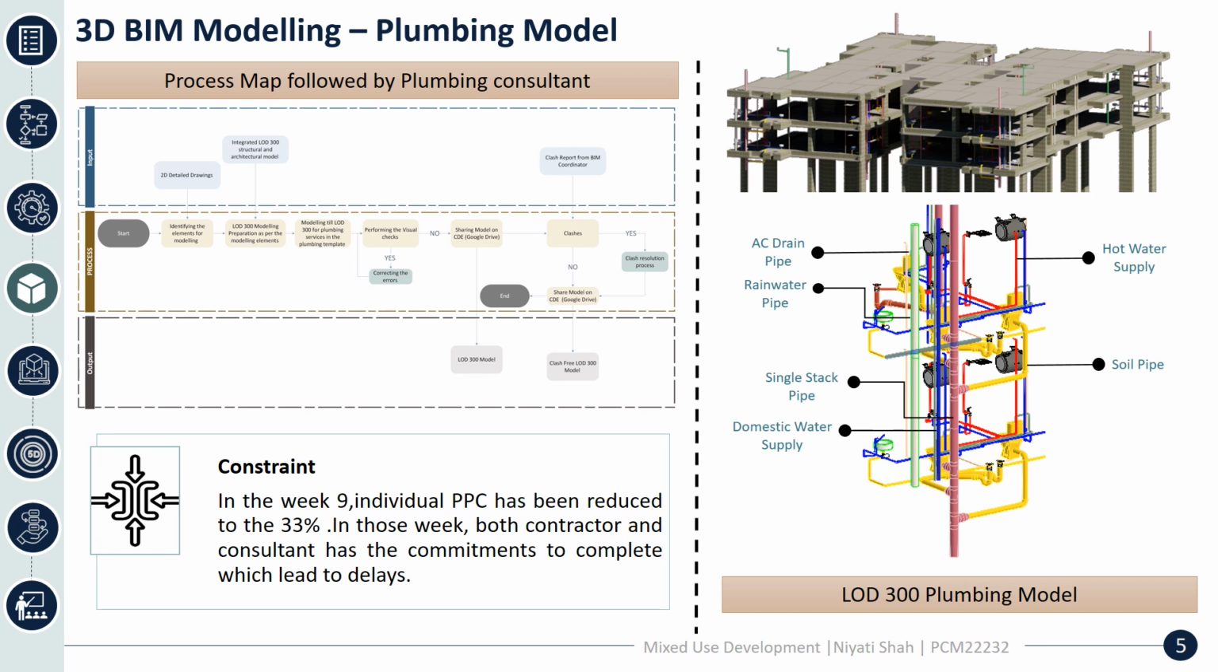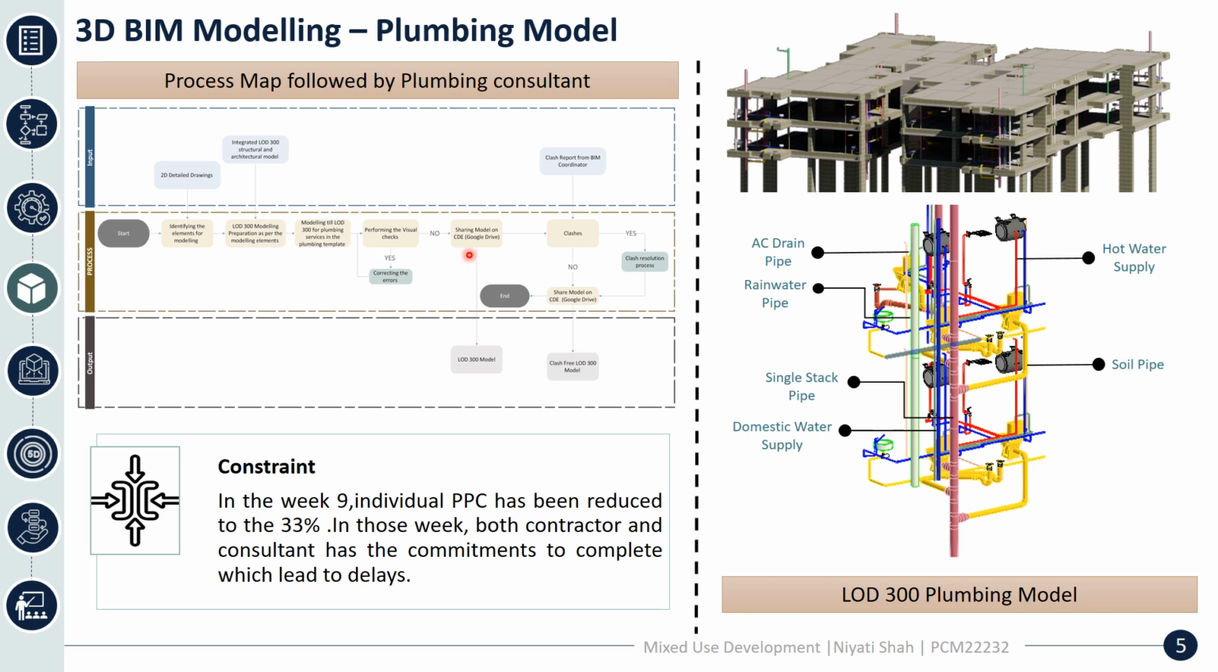Coming to the next slide, 3D BIM modeling, the plumbing model, which has been done by the plumbing consultant. This is the process map followed by the plumbing consultant, which has been standardized in the BIM execution plan. It starts with identifying the model elements from the 2D detailed drawings which have been provided. Then LOD 300 modeling preparation has been done by integrating the LOD 300 structural and architectural models. The plumbing modeling till LOD 300 has been done in the plumbing template.